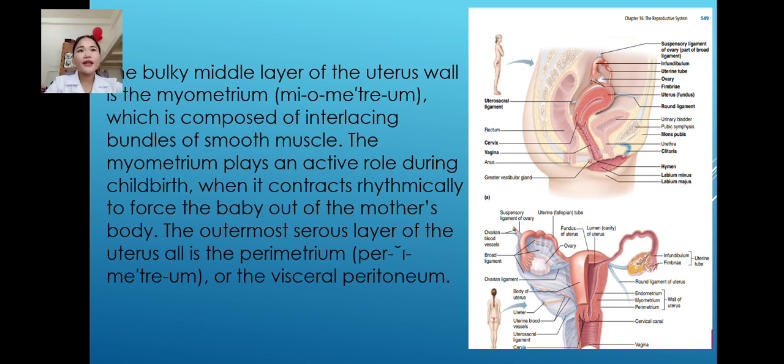So the bulky layer of the uterus wall is the myometrium, which is composed of interlacing bundles of smooth muscle. The myometrium plays an active role during childbirth when it contracts rhythmically to force the baby out of the mother's body. The outermost serous layer of the uterus wall is the perimetrium, or the visceral peritoneum.